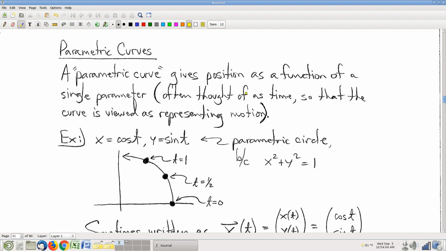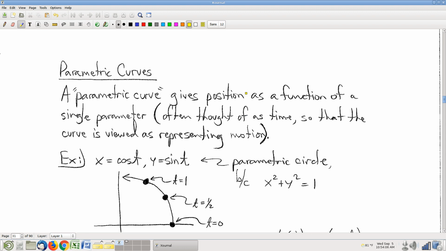So we're going to go on to parametric curves. Parametric curves are not that different from parametric lines. They just bend. It's the same idea, though, that you have position as a function of time. I'm going to say time, but you think of it as time. It doesn't have to be time, but position as a function of a single parameter. Okay. All right. So here's an example.